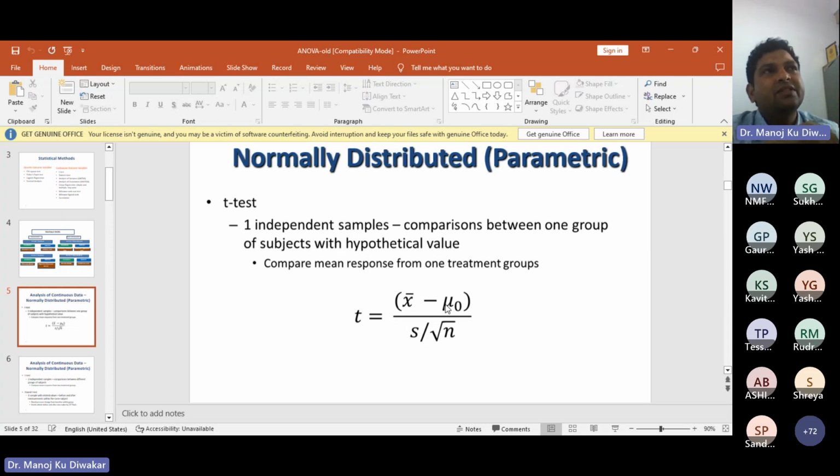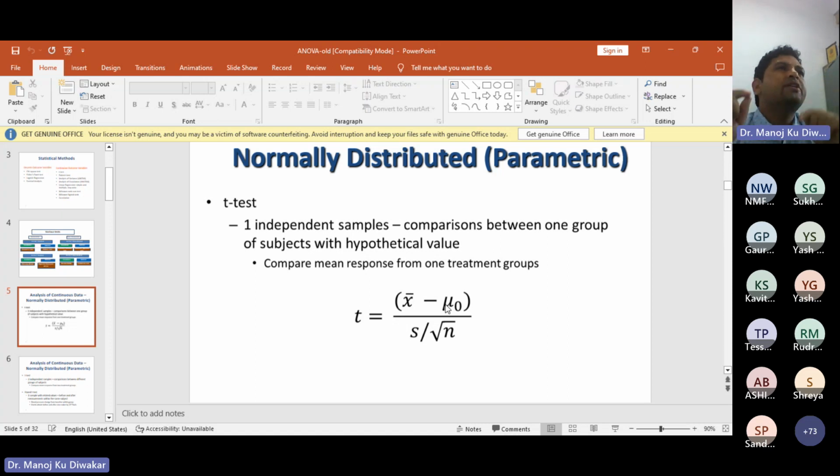Okay, in the one-sample case, it means the comparison between one group of subjects and some hypothetical value. You are considering one sample, but some hypothetical value is already there, already mentioned in some reports or published work somewhere, or scientists think that it would be some average value. In that case, we will use the one-sample t-test. And what is the purpose of this? It compares the mean response from one treatment group to the hypothetical value.